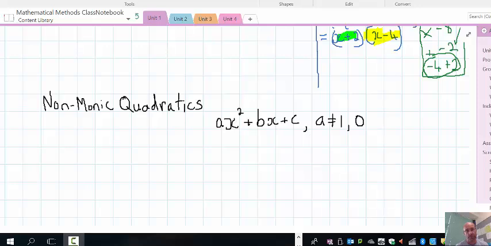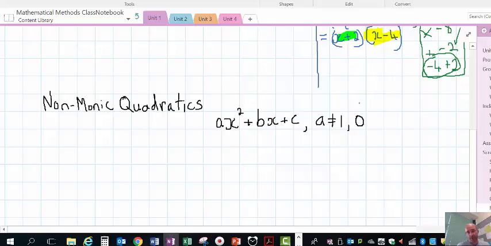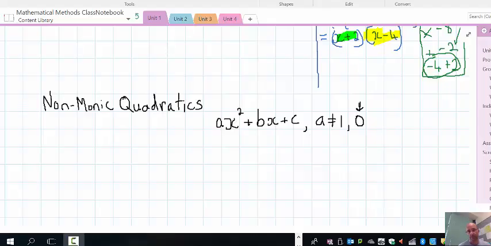Now for the final type. A non-monic quadratic is similar to what we just saw, except a does not equal 1. It's usually an integer, something like 3 or 4. We've got something I didn't add earlier with these quadratics, of course. Not only in the case of a monic, we can't have a equal to 1. With any of these quadratics, we can't have a equal to 0, because that would knock out the first term and we would have a linear function instead.